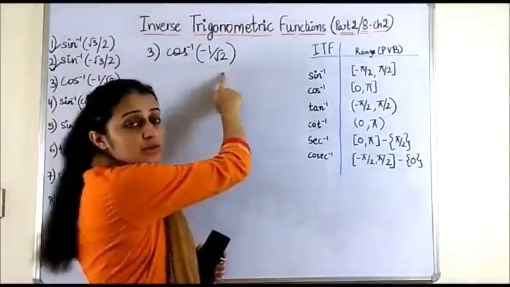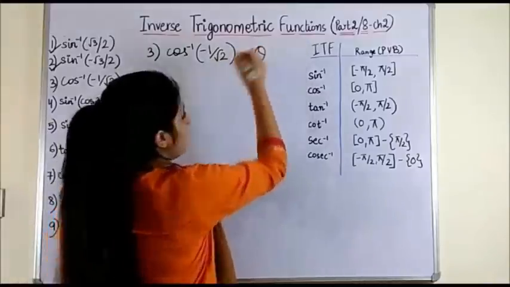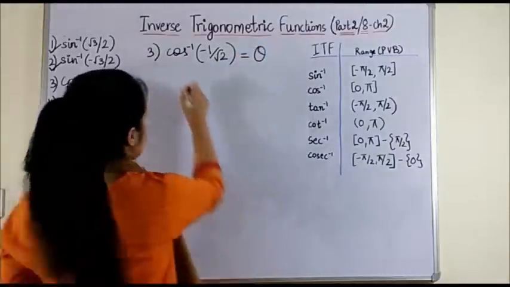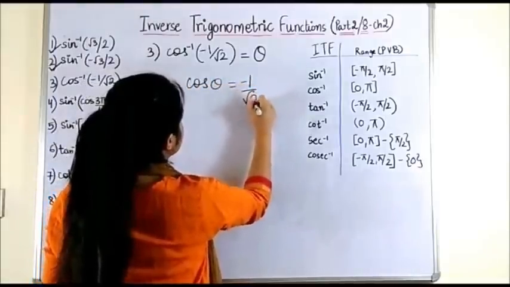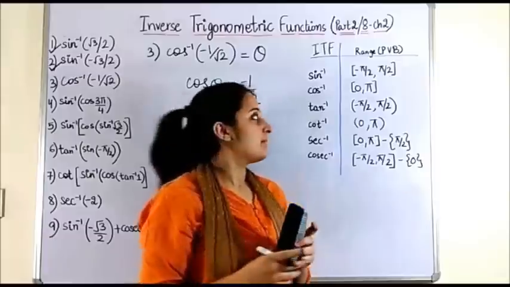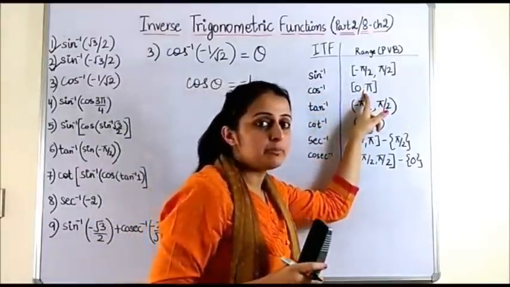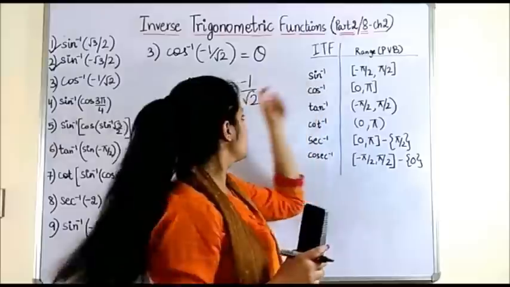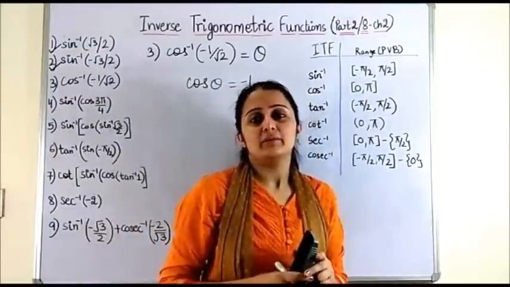Now moving on to the third question. It says cos inverse of minus 1 by root 2. Now, if I assume it to be theta once again, you do realize it's a negative angle. Please remember, the PVB for cos inverse is 0 to pi. So that means this time you cannot just write the negative angle minus pi by 4 and do away with.